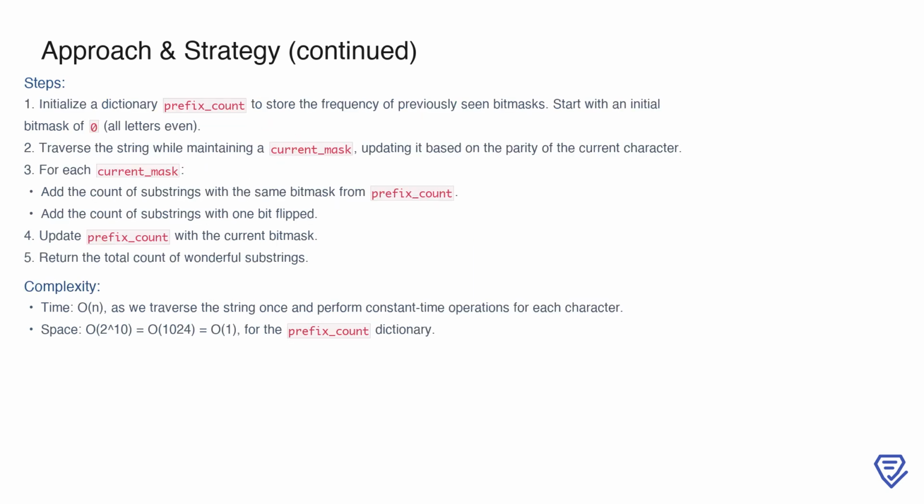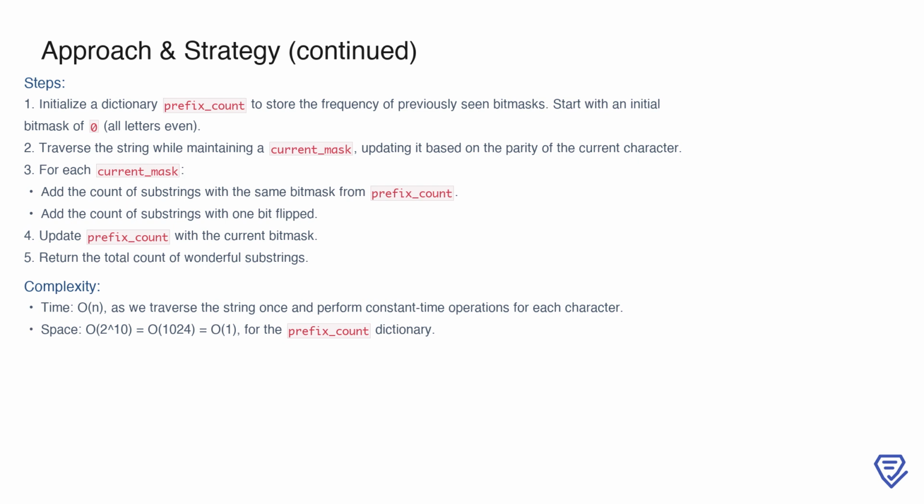To implement the optimized approach, we follow a series of steps. First, we initialize a dictionary called prefix_count to store the frequency of previously seen bit masks, starting with an initial bit mask of 0, which assumes all letters have even frequencies. Then, we traverse the string while maintaining a current_mask that updates based on the parity of the current character.